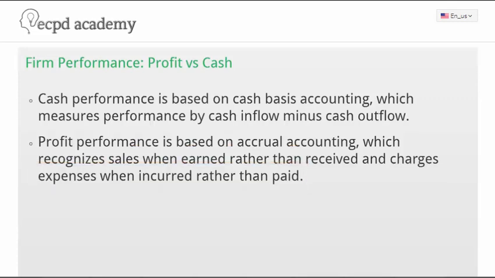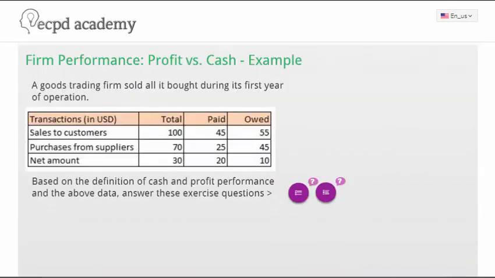Let us illustrate it with a simple example. A company buying and selling goods sold all it purchased during its first year of business. The table shows $100 of sales, but only $45 were collected, with $55 still owed by customers. The table also shows $70 of purchases of goods were made during the year, but the company paid only $25 of it and still owes its suppliers $45. The challenge is to answer the questions about the company's performance.